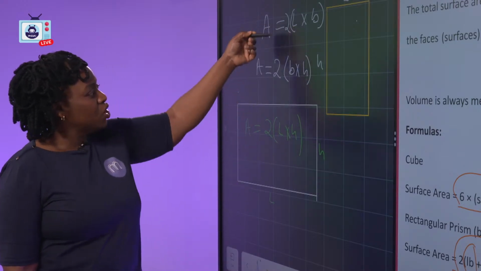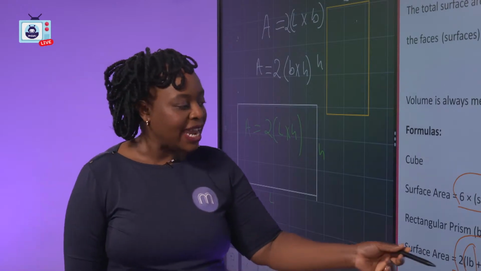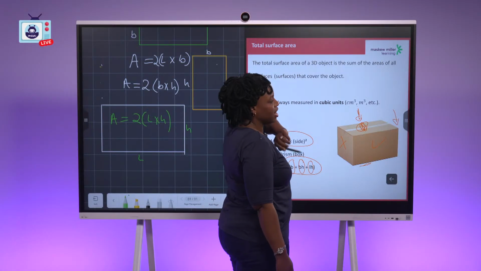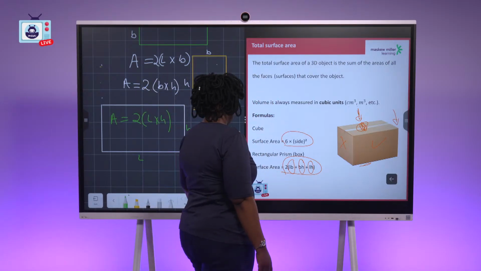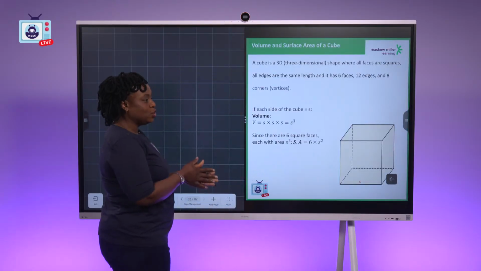These 3 areas would be added together for us to end up with the surface area, as shown in this slide. All right, I hope you guys have understood that, and you can now apply the concept.